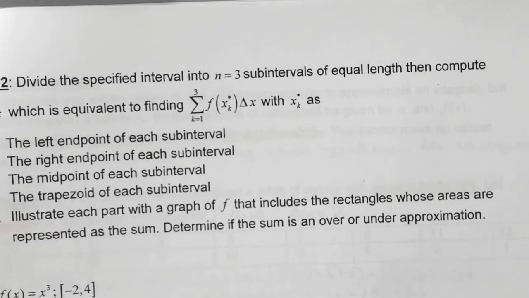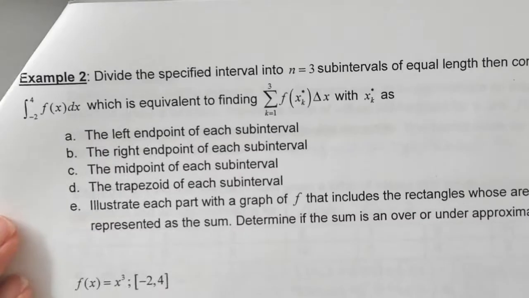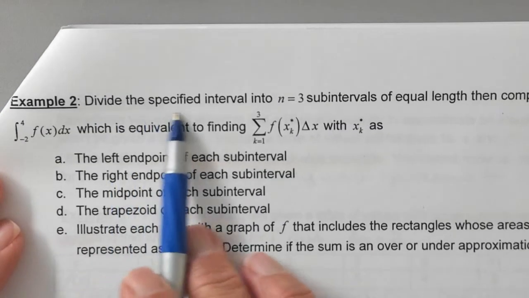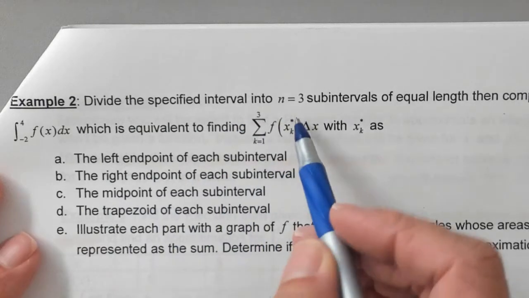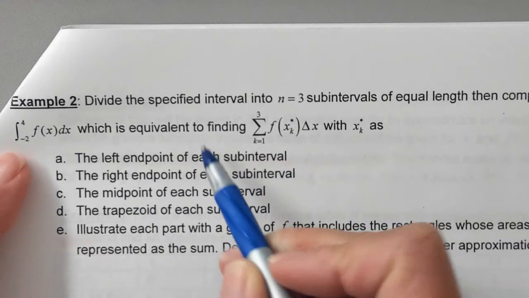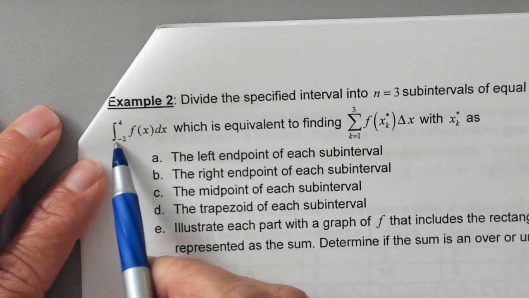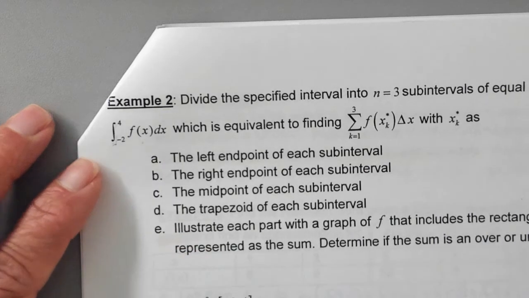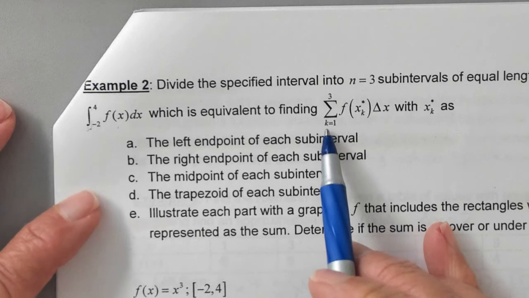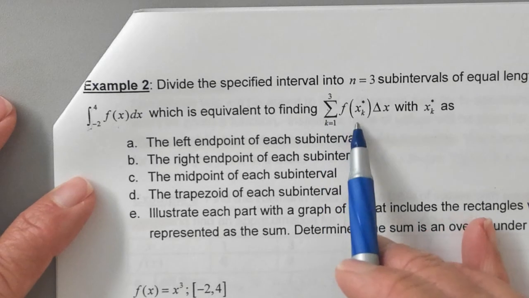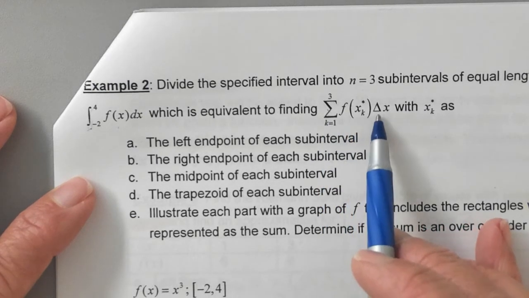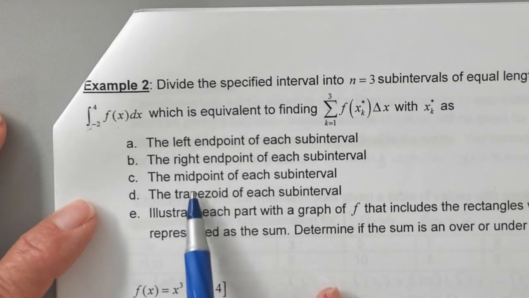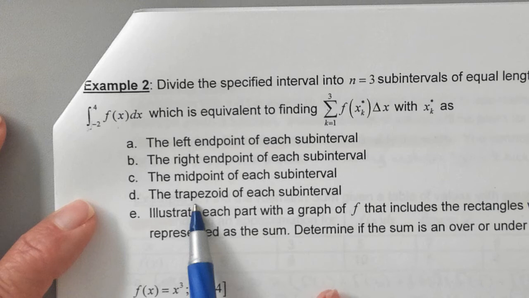Okay, so this is page 6, example number 2. Here it says divide the specified intervals into 3 subintervals of equal length, then compute. Remember, this means the area under the curve from -2 to 4 of the given function, and this is equivalent to the sum of rectangles 1 to 3 of the width times the height. Okay, so we want to do the left, right, midpoint, and trapezoidal.